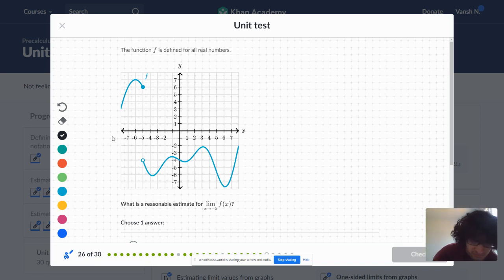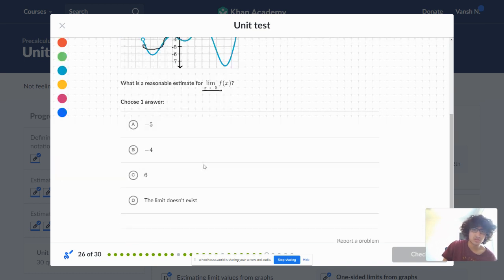Okay, so reasonable limit for x approaching -5. X goes to -5. That's going to look like a DNE. Left-hand side is 6. Right-hand side is -4.